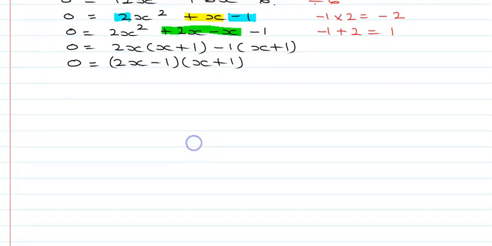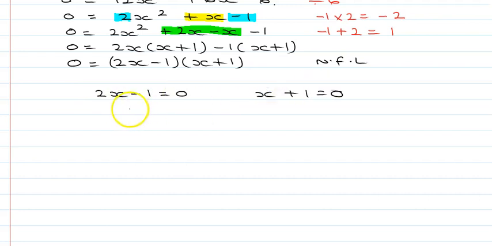Now looking at the brackets, let's use the null factor law to solve this. So we can say that either 2x - 1 = 0 or x + 1 = 0. So solving that gives me x = 1/2, or x = -1. So we actually have two stationary points again, one where x = 1/2 and one where x = -1.